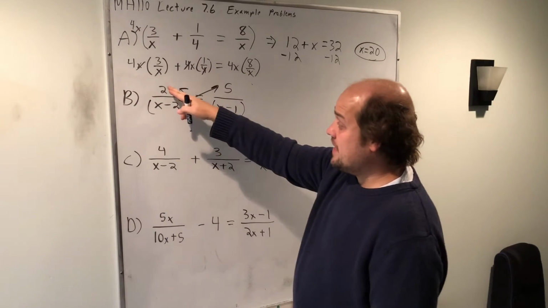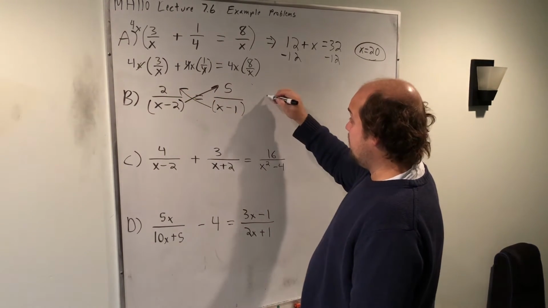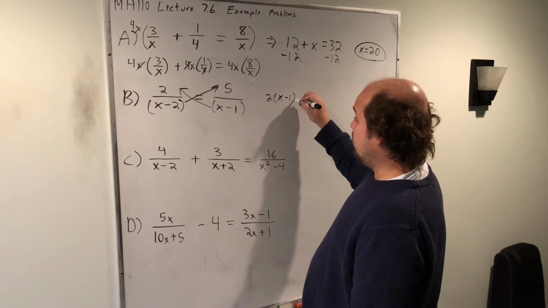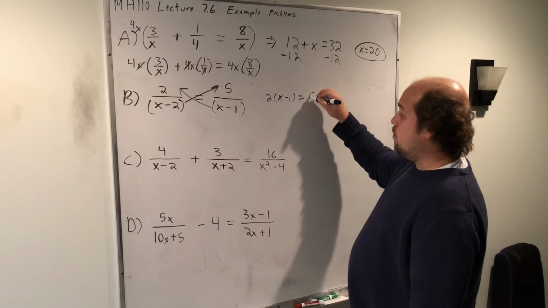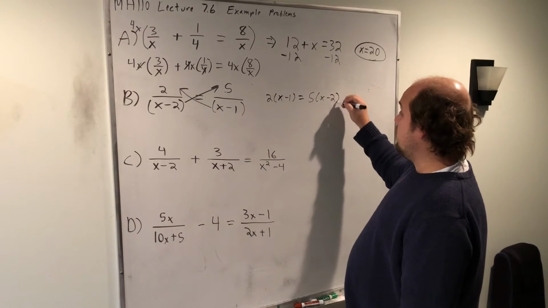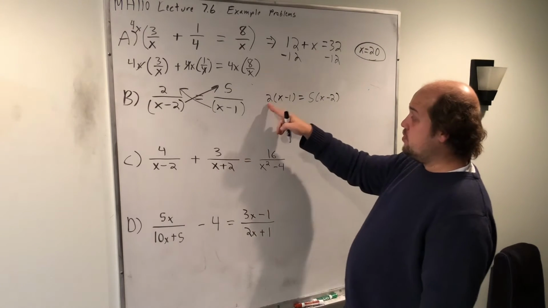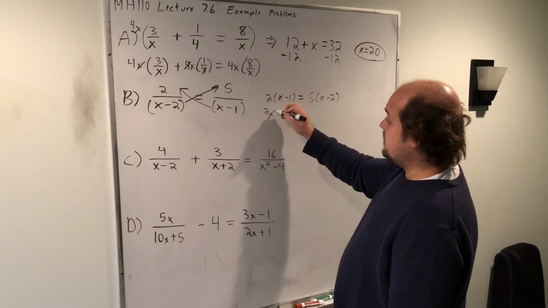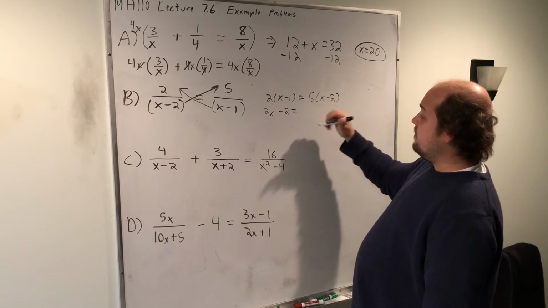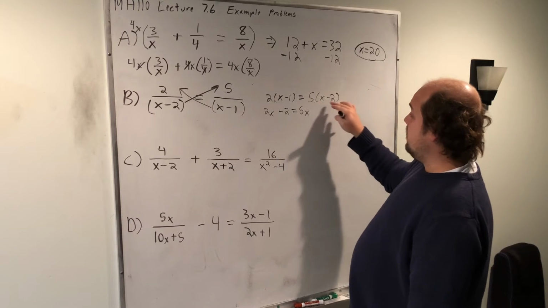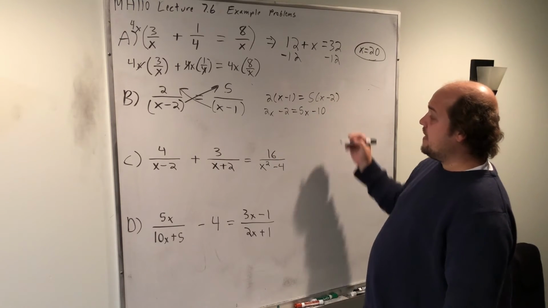Basically on the left side now I have this top times this bottom, or 2 times x minus 1. On the right side I have this top times this bottom, or 5 times x minus 2. When I then multiply it out, 2 times x gives me 2x, 2 times negative 1 gives me negative 2. 5 times x gives me 5x, 5 times negative 2 gives me negative 10.